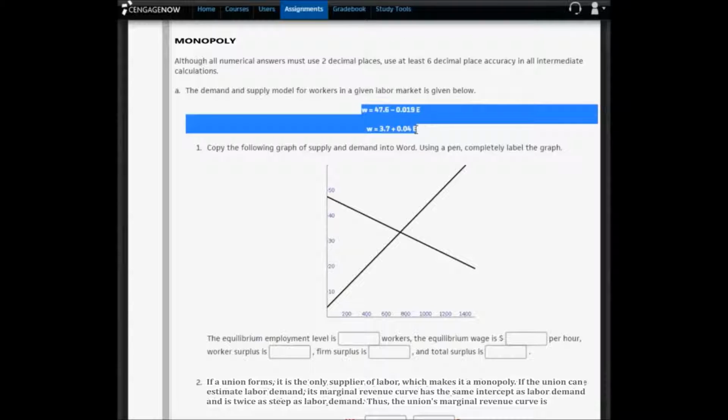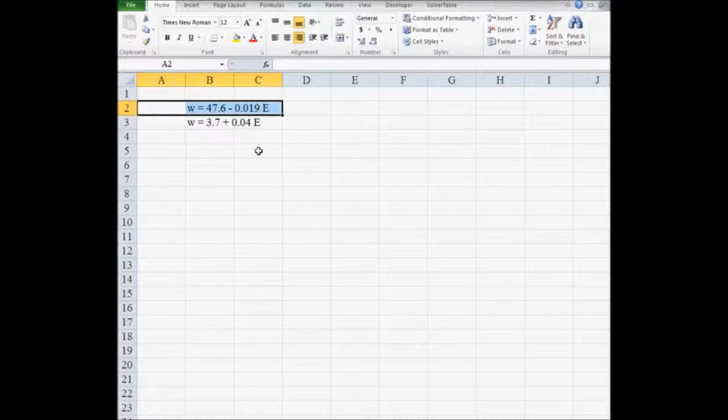I've copied and pasted these equations into an Excel spreadsheet. And we'll compute the equilibrium employment level, the equilibrium wage, worker surplus, firm surplus, and total surplus in that spreadsheet. So that is my labor demand curve. This is my labor supply curve.